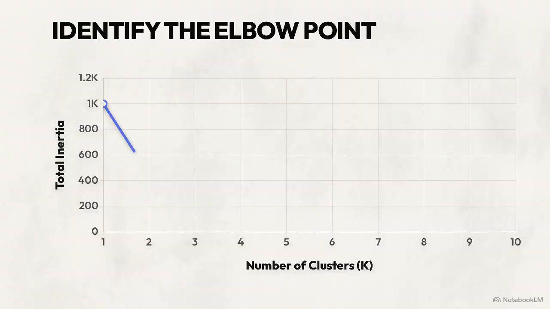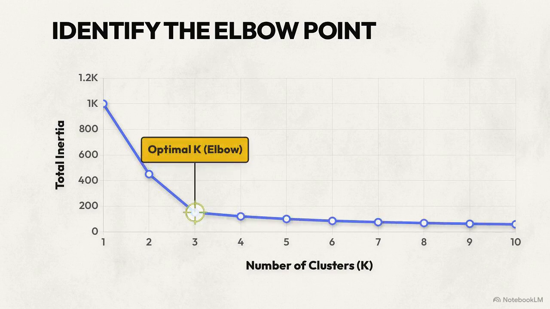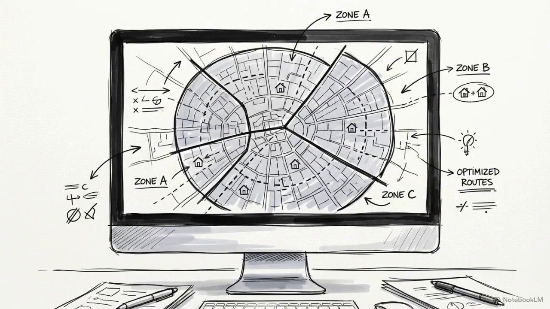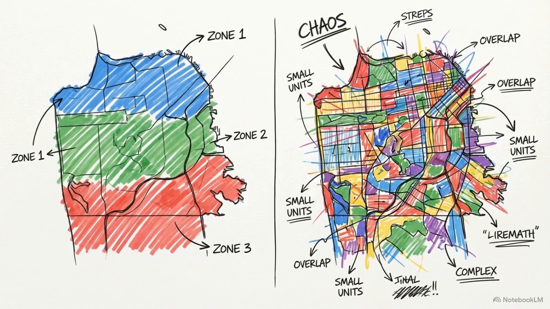This chart plots total inertia on the y-axis against the number of clusters on the x-axis. You read this graph by looking for the elbow point, the exact spot where the steep decrease suddenly slows down and levels out. Selecting this specific point on the graph gives you the perfect balance. You get tight, highly efficient clusters, but you avoid unnecessarily overcomplicating your model with too many redundant groups.